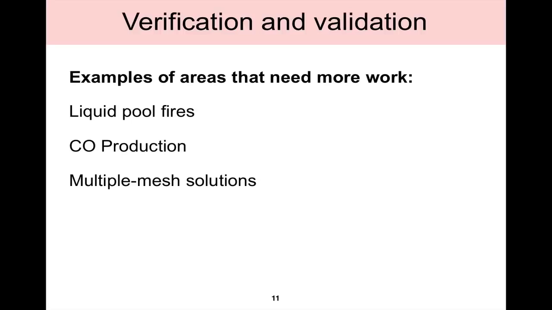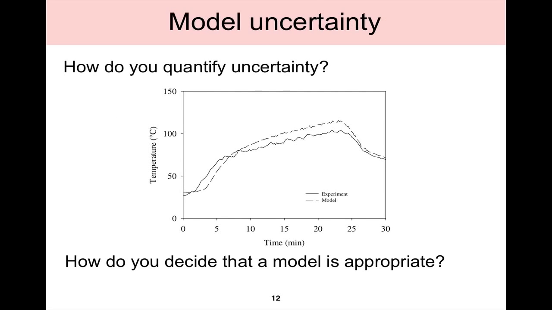So here are some examples of areas that currently need more work, as indicated by the FDS roadmap and various research work going on. Liquid pool fires is one. The liquid pyrolysis model is sort of in its early stages and is sensitive to many parameters. The CO, or carbon monoxide production model, is certainly being worked on, and multiple mesh solutions, and this is a wide topic of research from anything from parallel processing to multi-core processing. These are some areas that are pointed out that need more verification and validation work.